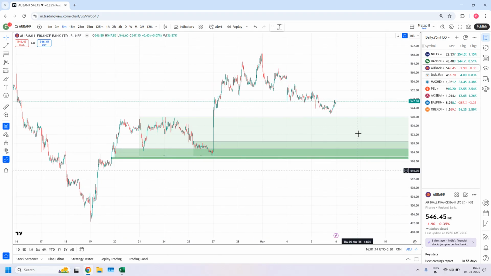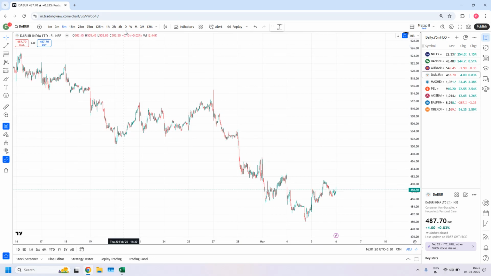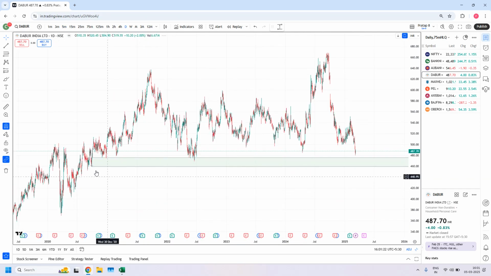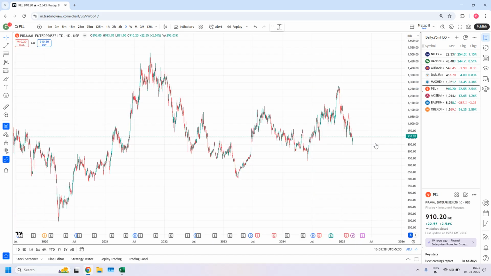Okay, this is AU Bank. Anyway, today prices did not enter into this zone. Next one is Dabur. Dabur is a daily zone. We didn't plan any trade because it is a 2020 zone. Once prices entered, that is also 2022. There also we don't have 5-minute data, it just left the zone. Anyway, prices also did not enter into this. Max Health, we already got a good profit. We discussed Max Health already.